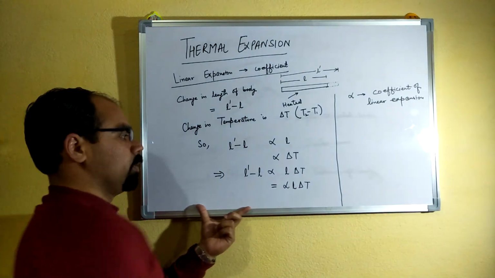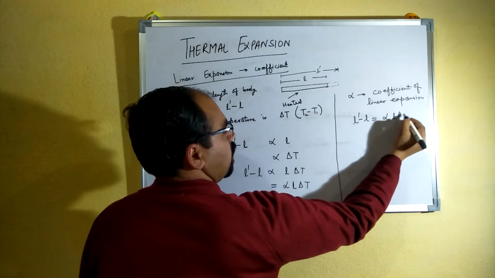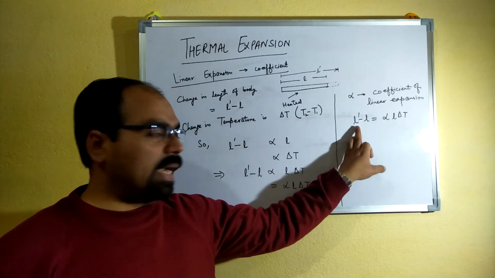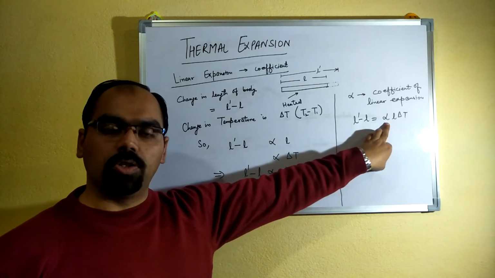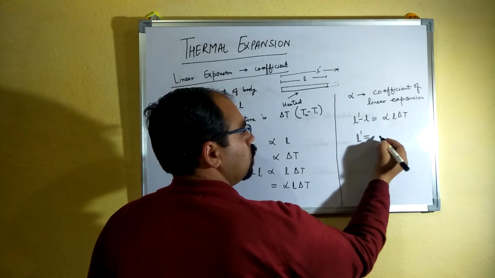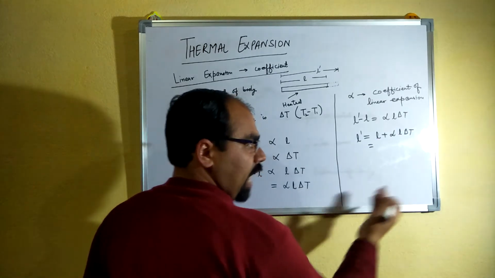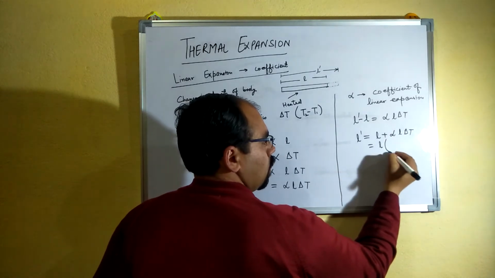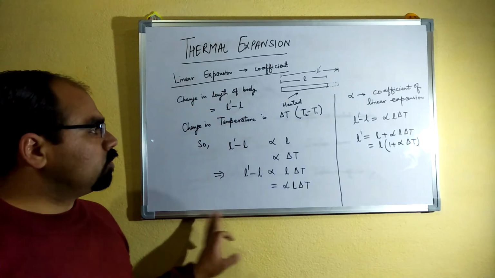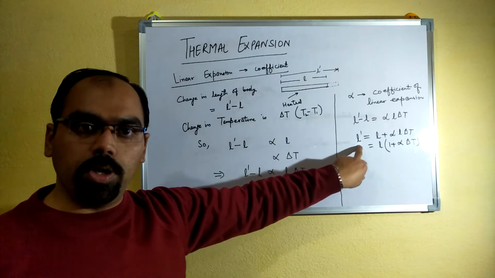So with the help of this expression, L dash minus L is equal to alpha L delta T, you can find the value of the new expanded increased length L dash. From here we get L dash is equal to L plus alpha L delta T, or you can take L common: L dash equals L times (1 plus alpha delta T). This expression gives you the value for the increased length, the new expanded length.